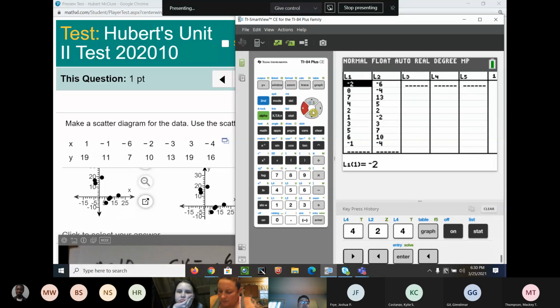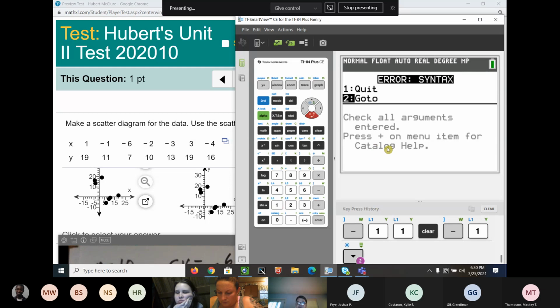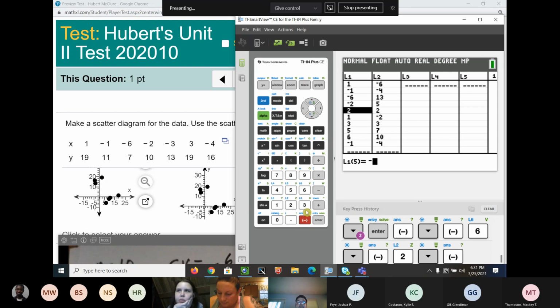Is this number 12? I have no idea. I'll look in a minute. Okay, 1, -1, and it's not going to let me type in that -1. Let's see, -1. So frustrating. -1 and -6, -2, -3, 3, and -4. Is that all of them?